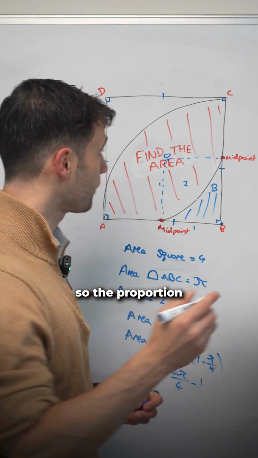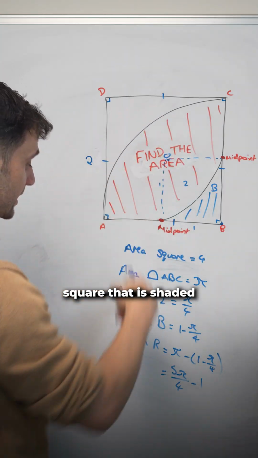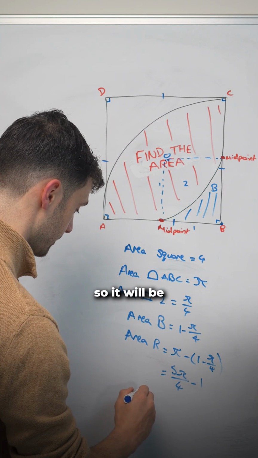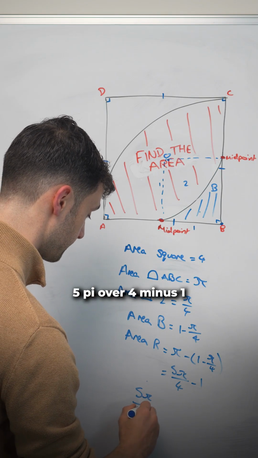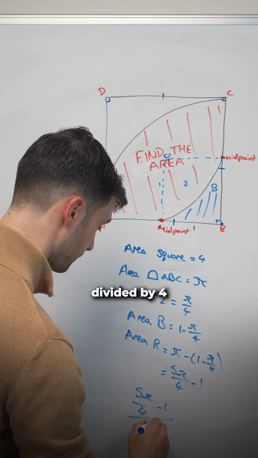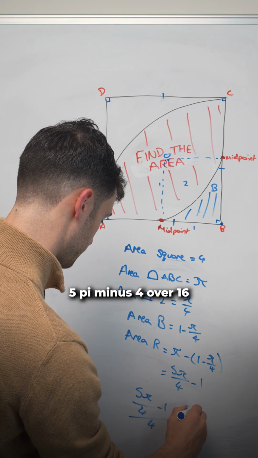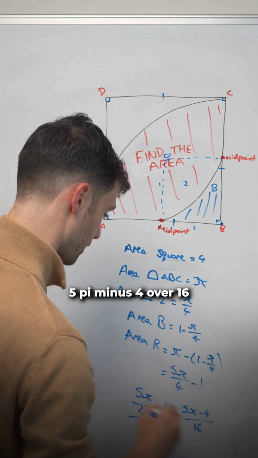So the proportion of the overall square that is shaded is our area R divided by the area of the square. So it will be 5 pi over 4 minus 1, divided by 4, which simplifies down to 5 pi minus 4 over 16.